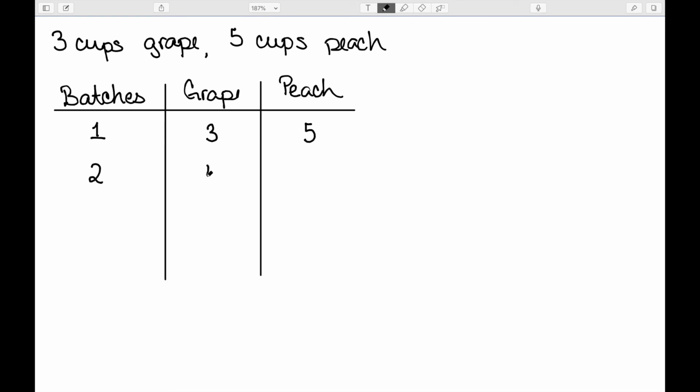2 batches, 2 times 3 cups of grape juice, 2 times 5 cups of peach. 3 batches, 3 times 3 cups of grape juice, 3 times 5 cups of peach. We can continue this in general, n batches. 3 times n cups of grape juice, 5n cups of peach. Double number lines are very similar to tables, except that they show relative sizes of quantities, and tables don't need to be organized by size.